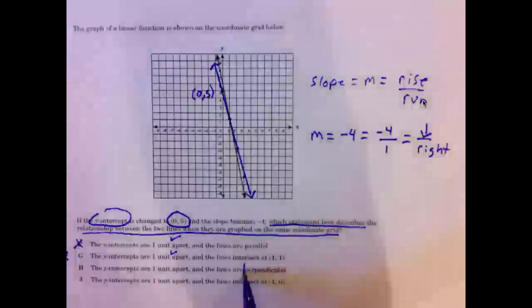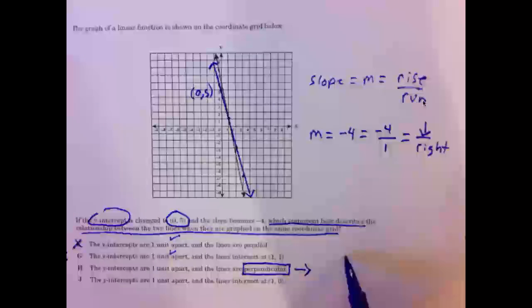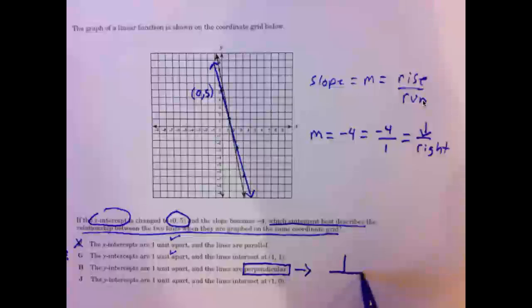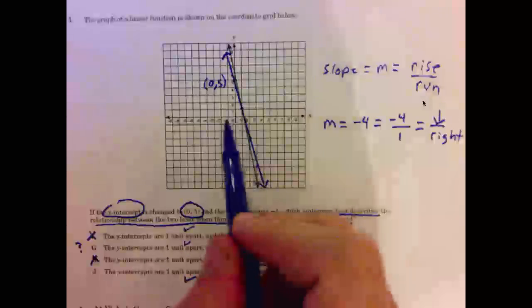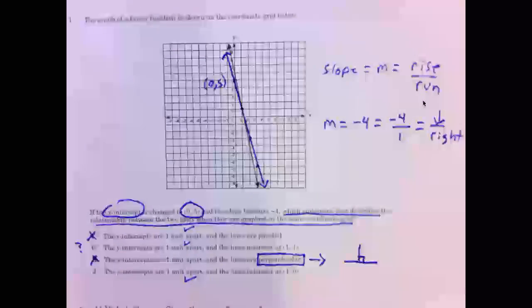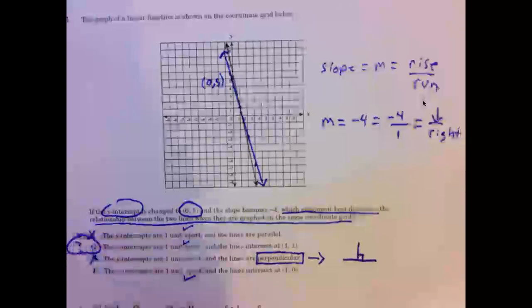Well, what does this term mean? Perpendicular means intersects to form a right angle. Two lines are perpendicular when they form this sort of relationship here. Like a T, they form a right angle. Clearly, these two lines are not perpendicular. H is no good. The y-intercepts are 1 unit apart, correct. And the lines intersect at 1, 0. 1, 0, they did not appear to intersect. Number 1, the correct answer is G.